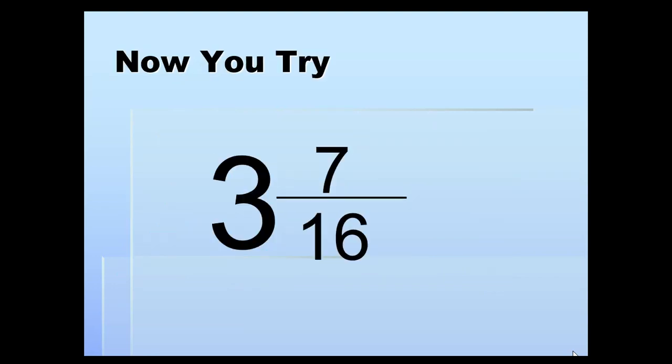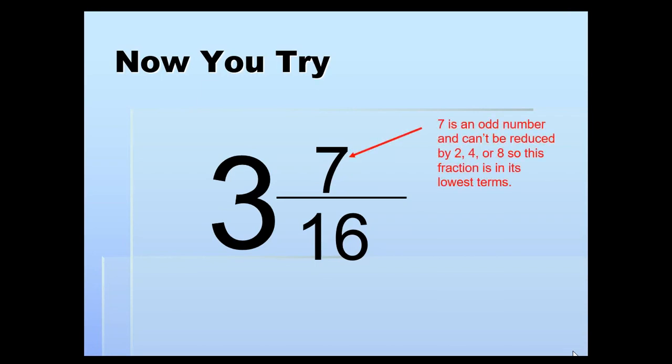Now you try with this. Can we reduce this by 2, 4, or 8? Look at the top number. Will 2 go into 7 evenly? No. Will 4 go into 7 evenly? No. Will 8 go into 7 evenly? No. 7 is an odd number, and it can't be reduced by 2, 4, or 8. So this fraction is already in its lowest terms.